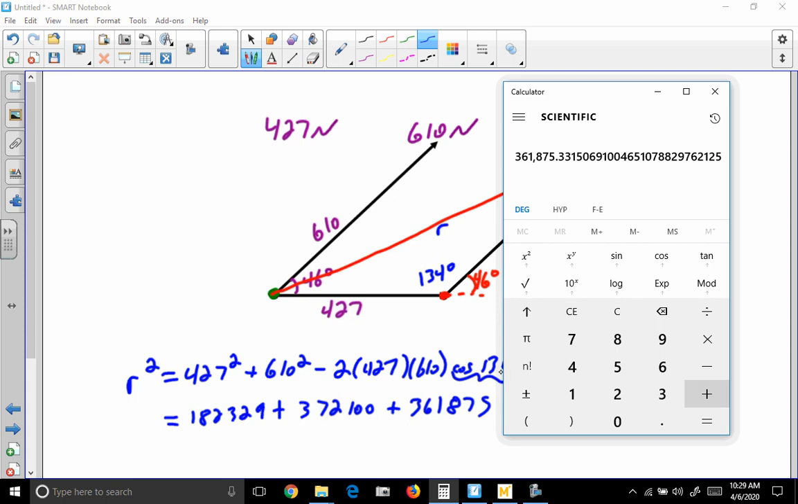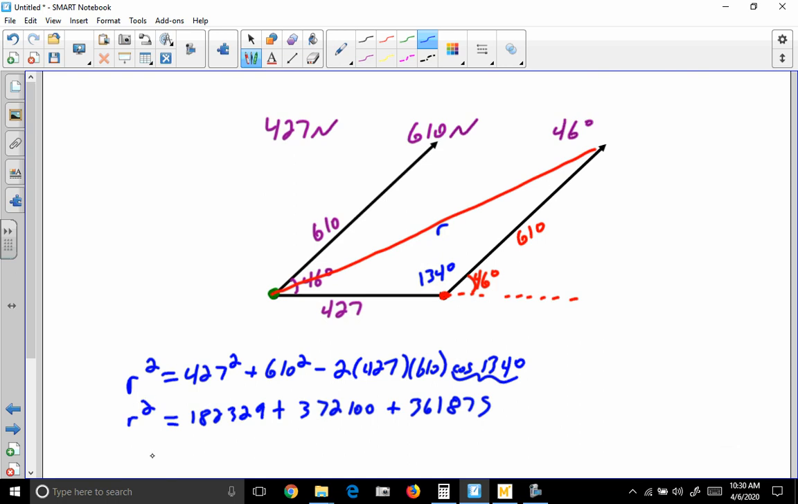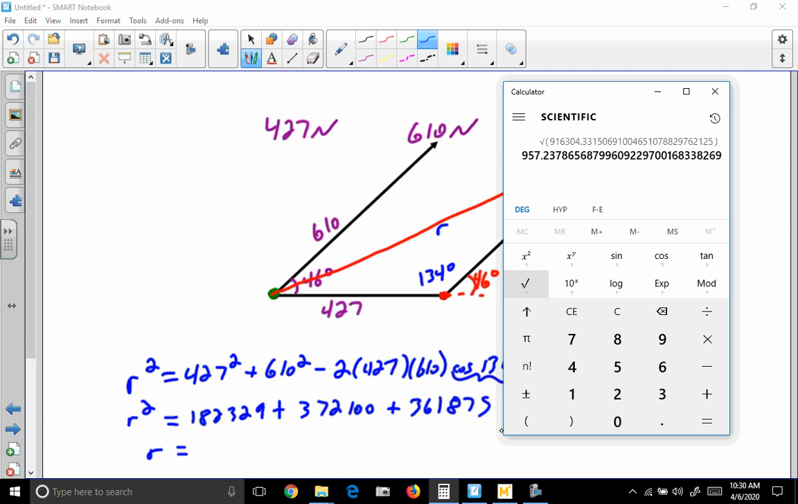So if we take that and add 372,100 plus 182,329, if I could type it in, we get that, so that's r squared. So r is just the square root of that. So whatever that is, take the square root. So about 957.